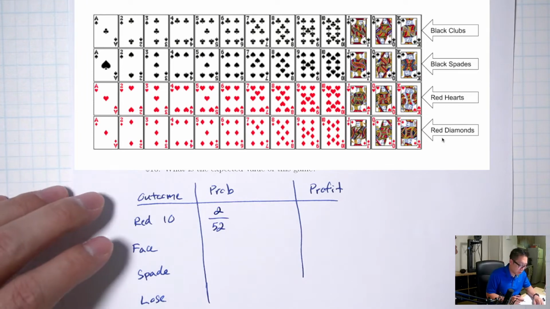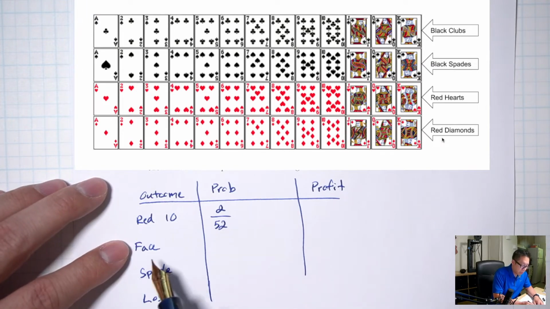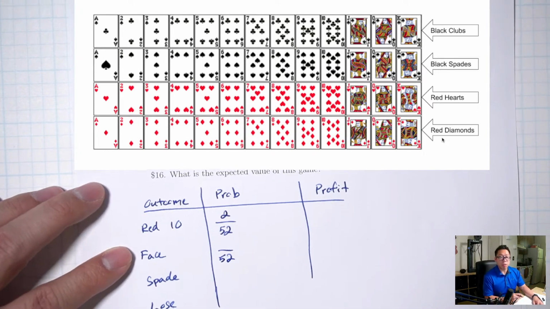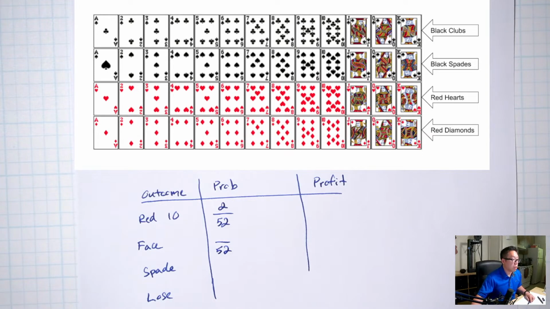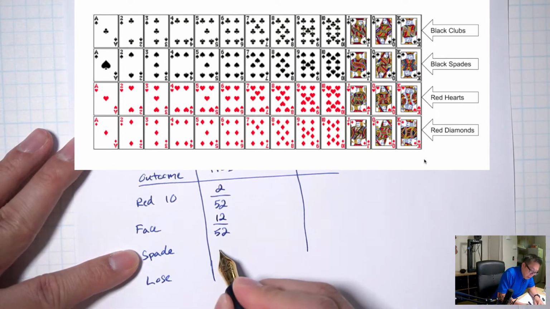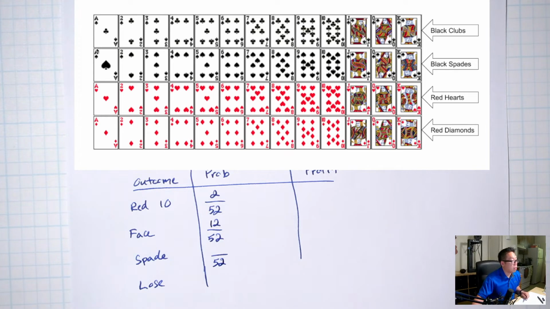Let's actually go through and find all the probabilities. We'll have to enter this in a calculator and get a decimal at some point also. Next one, face. The bottom's going to be 52. How many face cards are there? Face would be Jack, Queen, King in all 4 rows. So Jack, Queen, King times 4. So 3 times 4. There's 12 face cards. 12 out of 52. Spade. Bottom is 52. How many spades are there? Spades is the second row. How many cards are there? 1 through 10 plus Jack, Queen, King. 13.